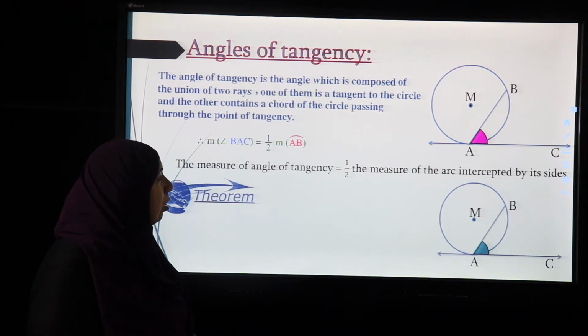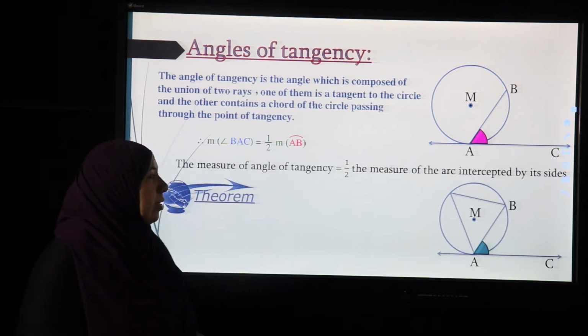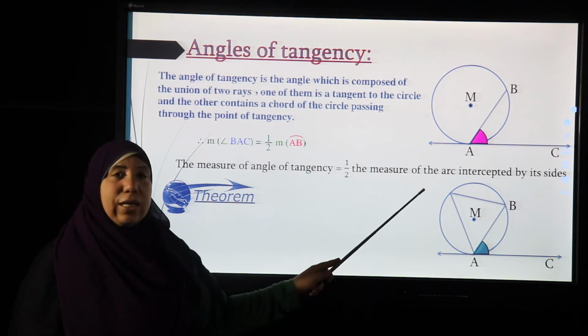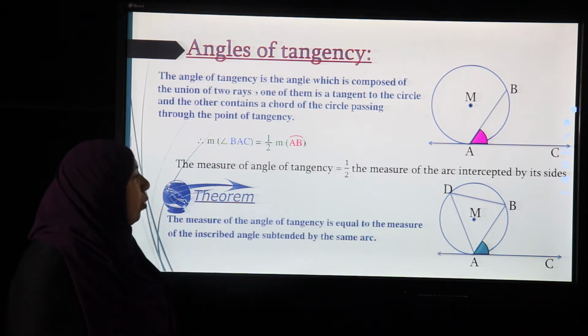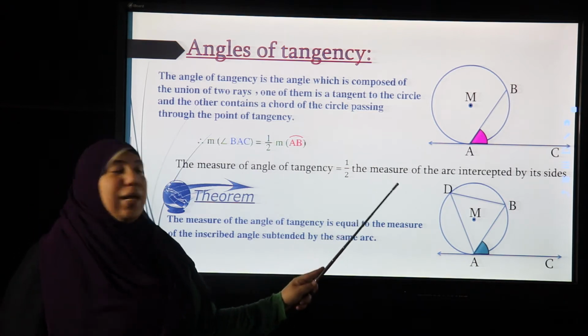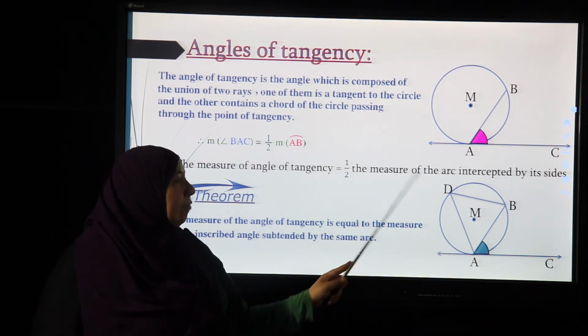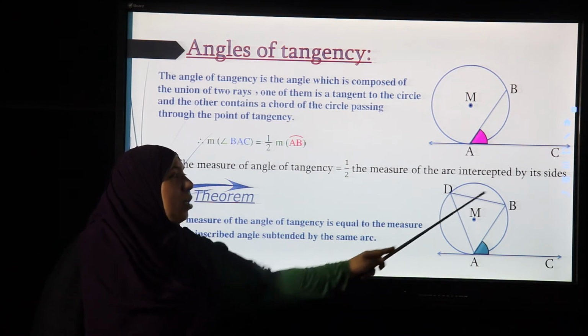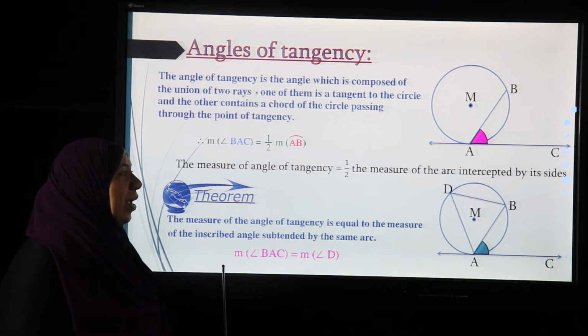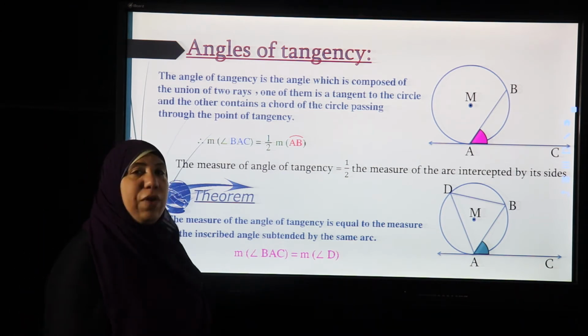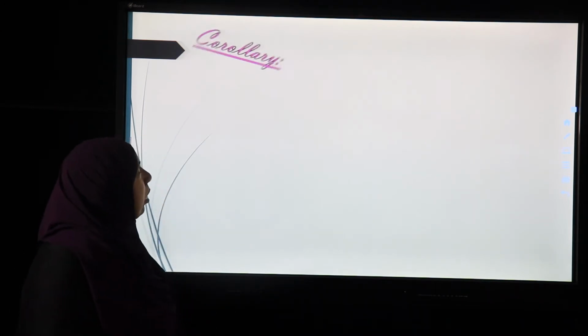I have a theorem here. The theorem says that if I have an inscribed angle here, D, the angle of tangency equals the measure of the inscribed angle subtended by the same arc. If I have this inscribed angle subtending the same arc AB, they are equal in measure. So the measure of angle BAC equals the measure of angle D. Corollary.